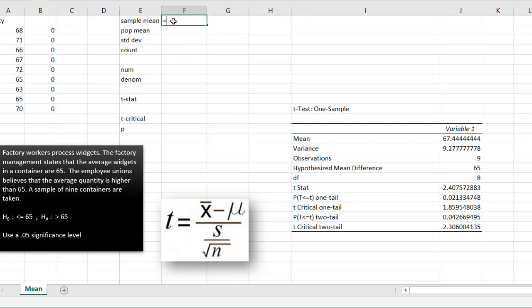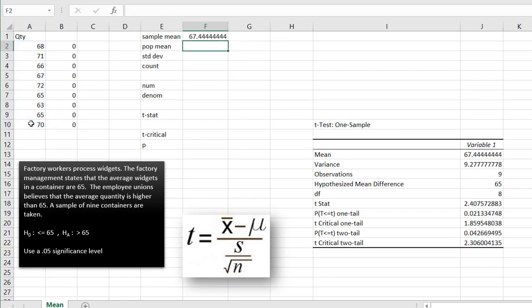And we'll use average for that. Press tab. We'll average these values out. Press enter. That gives us our sample mean, which is similar to that. What is the population mean? Well, that's given to us as 65, because that's what the management states.